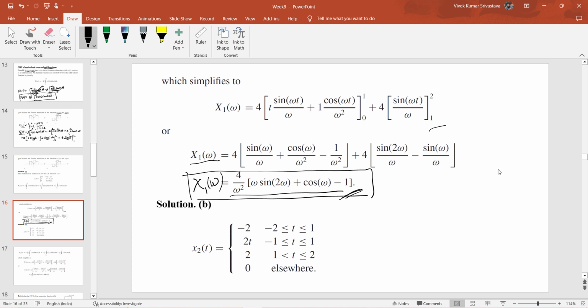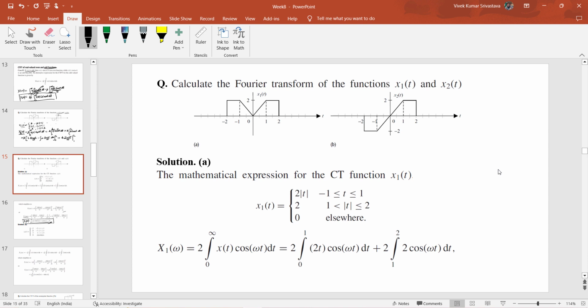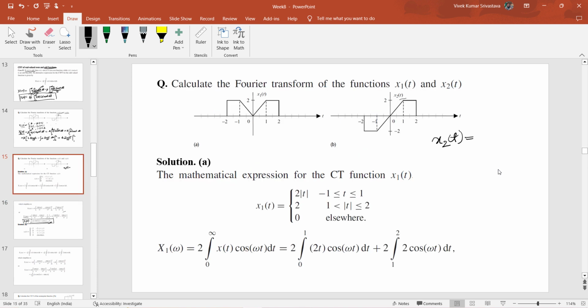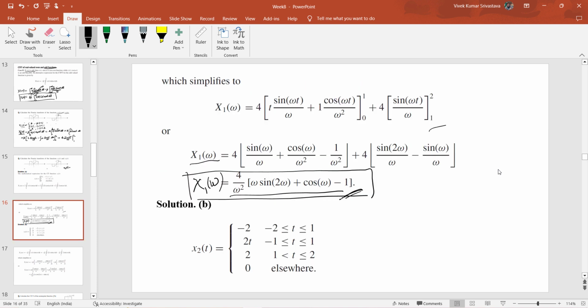Similarly, for solving the second part, the Fourier transform of x2(t), we first have to represent the mathematical form of x2(t). We can write x2(t) equals -2 when t varies from -2 to -1. So when t varies from -2 to -1, its value is -2. From -1 to 1, the value will be equal to 2t, because the slope here is 2. Similarly, for t from 1 to 2, the value will be equal to 2, and 0 otherwise.